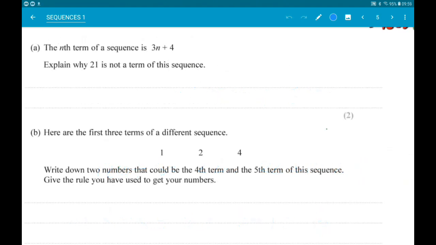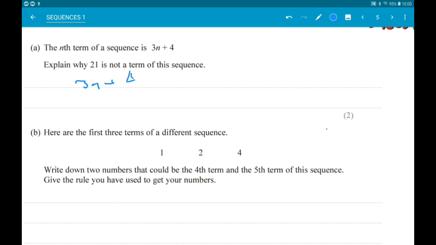Okay, next up, the nth term of a sequence is 3n add 4. Explain why 21 is not a term in this sequence. So there's two ways we could do this. Either find the first few terms and go past 21. So for example, the first term would be 3 times 1 add 4, which is 7, and then we'd have 10, etc.